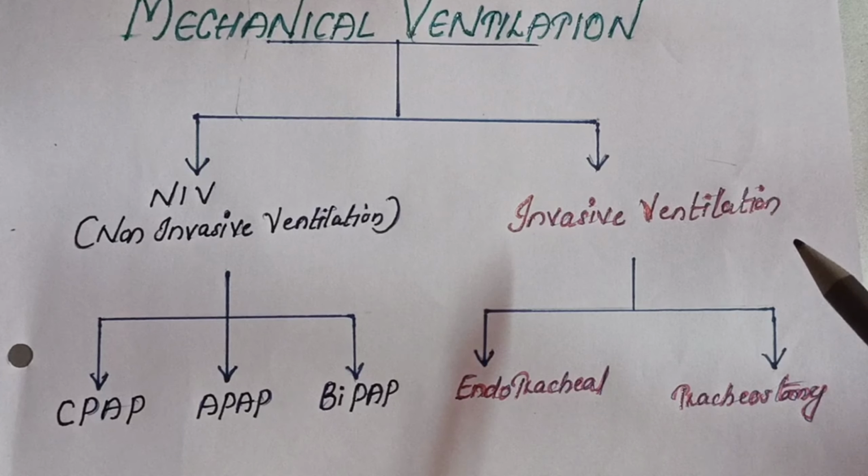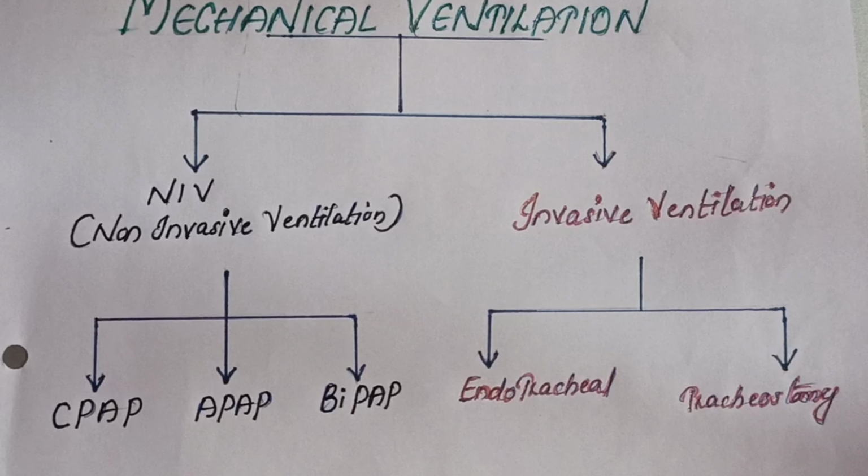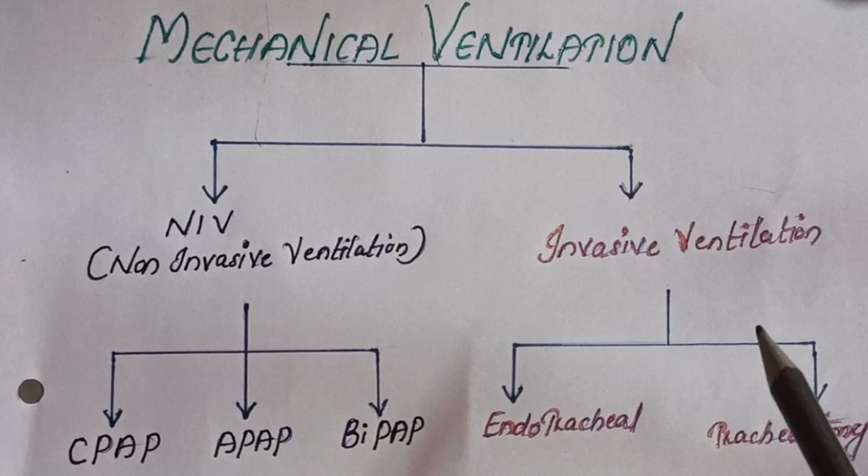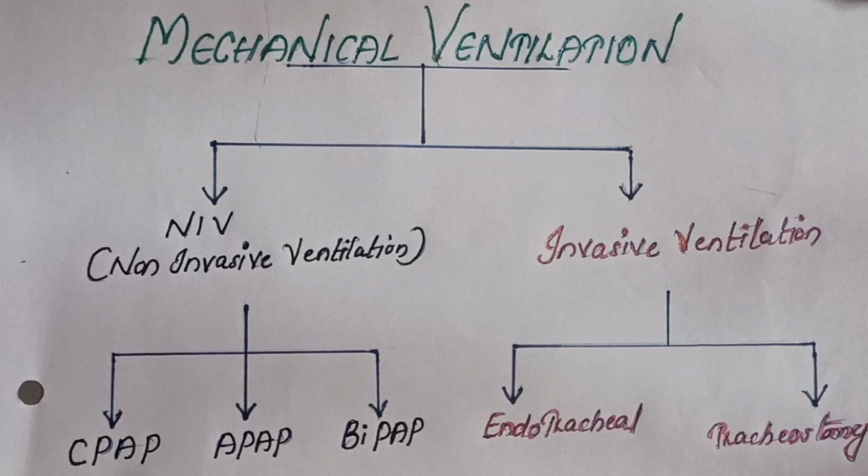Now let us see invasive ventilation. Invasive ventilation is performed by keeping a tube into the trachea. Invasive ventilation can be divided into two, that is endotracheal and tracheostomy.